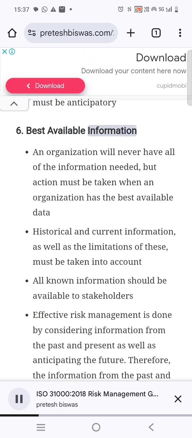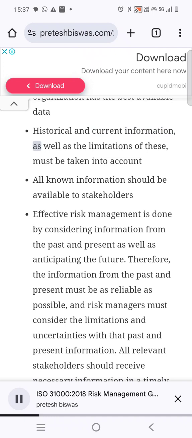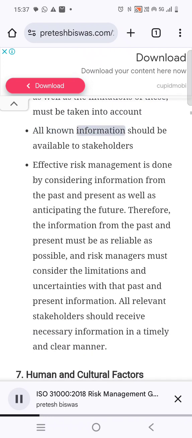6. Best available information. An organization will never have all of the information needed, but action must be taken when an organization has the best available data. Historical and current information, as well as the limitations of these, must be taken into account. All known information should be available to stakeholders.